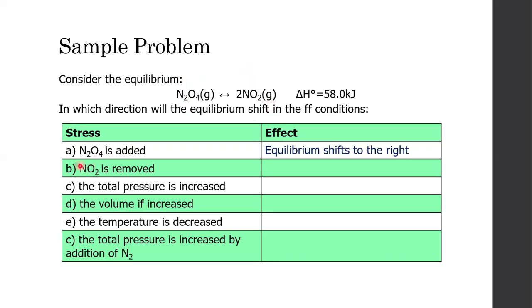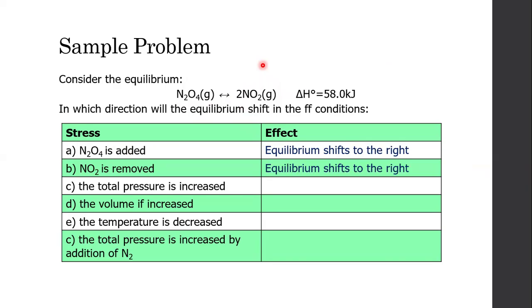Next, B. What if we remove a product? So the product side would be lighter. When that happens, the equilibrium will try to make more of those removed components. So the equilibrium shifts to the right still.